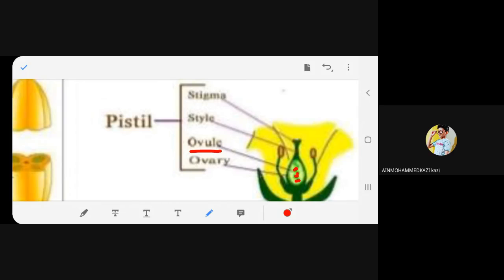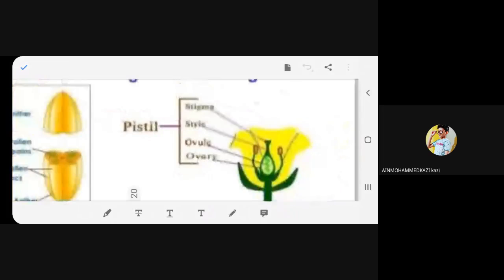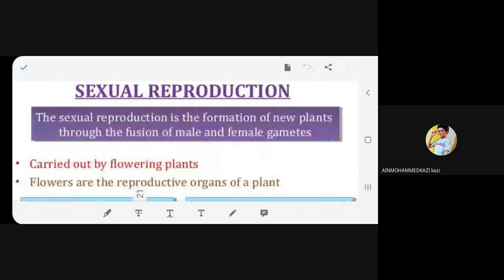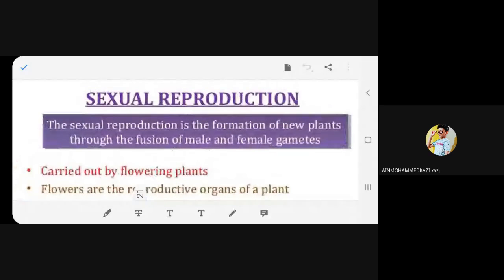Is this much clear regarding the parts of the stamen and the carpel? Okay, fine. Yes, please begin.